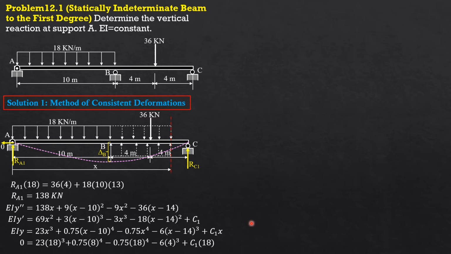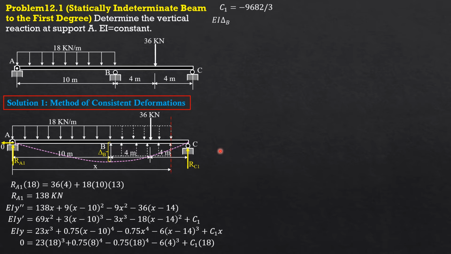So solving for C sub 1 is negative 9682 over 3. If we divide this by EI, that's the slope at A. So knowing C sub 1, we can now compute the deflection at B by setting x equals 10 into this equation here. Negative values in the parentheses will be ignored.